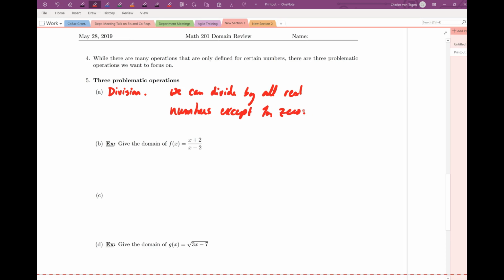Where this comes into play most often is that when we're defining a function's domain, if the function has fractions in it, we need to exclude any values that would result in a 0 in denominators.